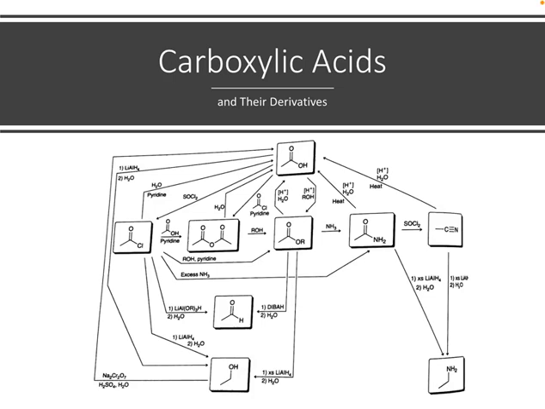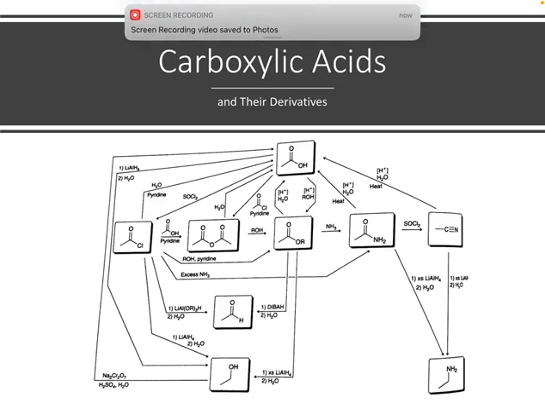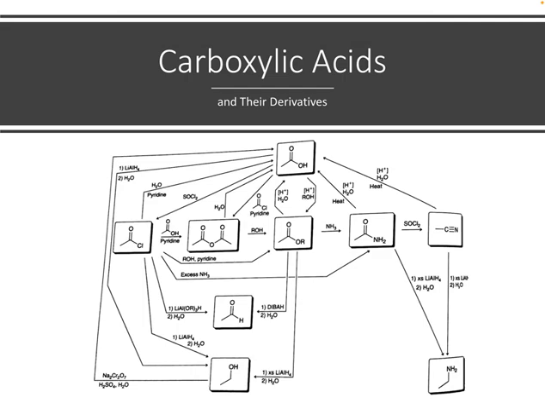Hi everyone! In this video we're starting a new chapter on carboxylic acids and their derivatives. So carboxylic acids, remember, have a carbonyl group with an OH on one side. The other side could really be anything. And by derivatives we just mean something that is created from an original compound.